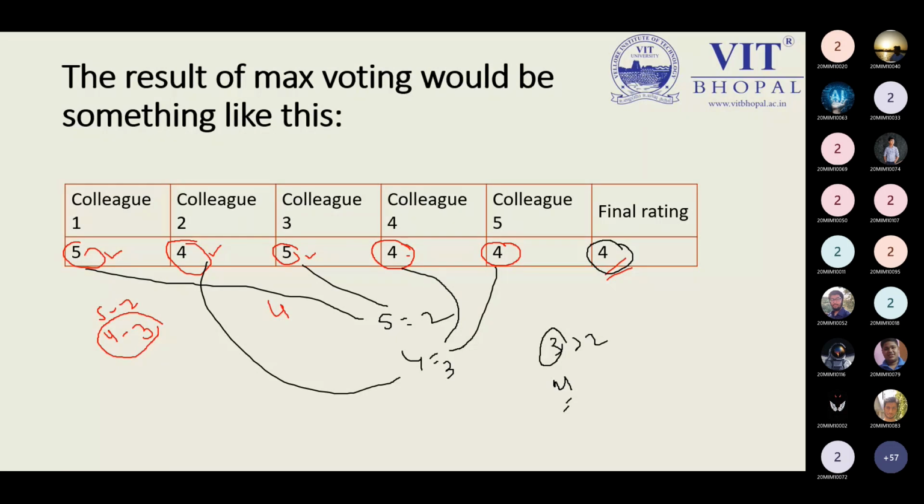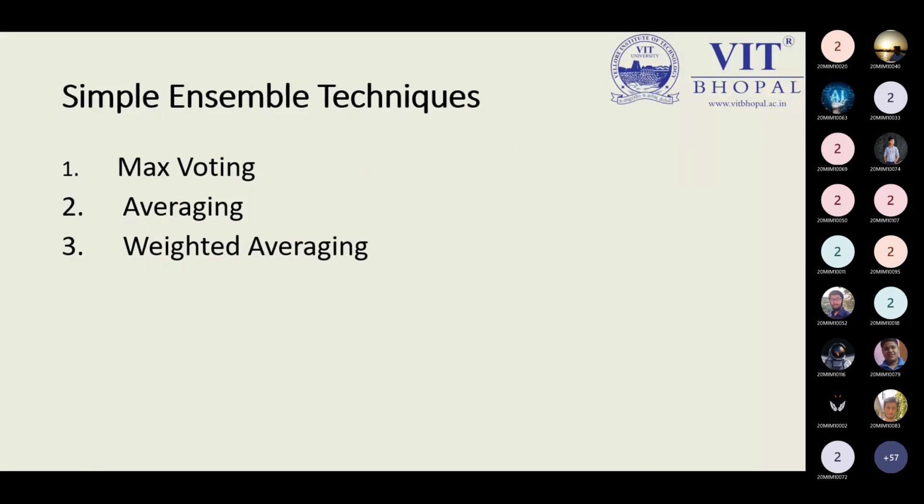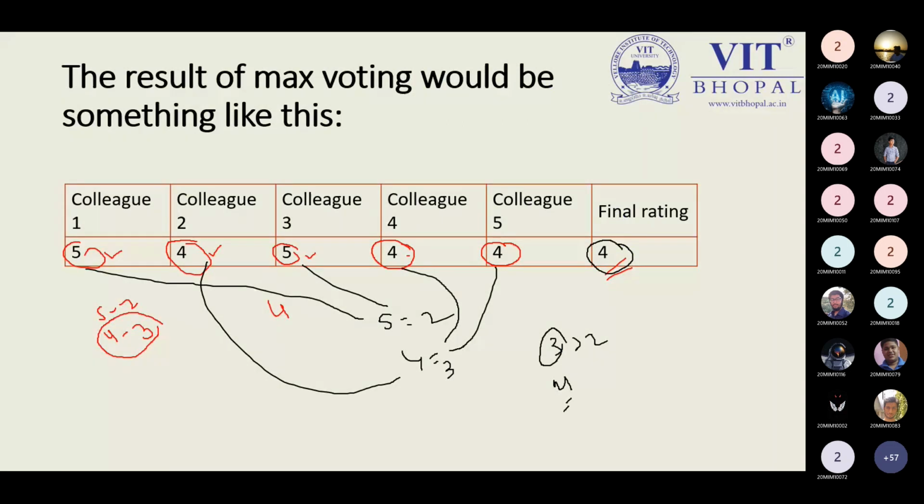Now it is clear. This is a very simple technique. We have three techniques: max voting, averaging, and weighted averaging. These techniques will be applicable in the types of ensemble learning when we see them. From this point, we have to understand the basic and fundamental techniques. So this is our maximum voting. It is clear to all.